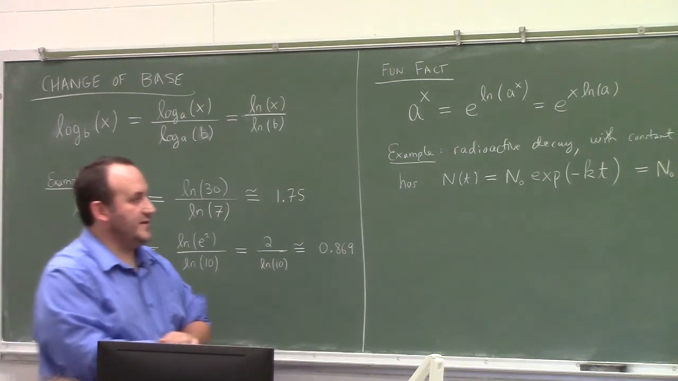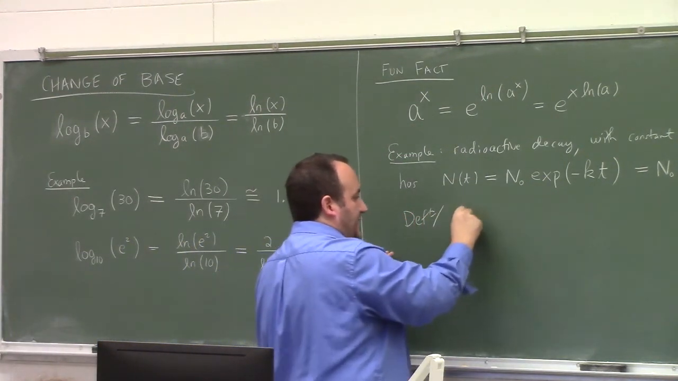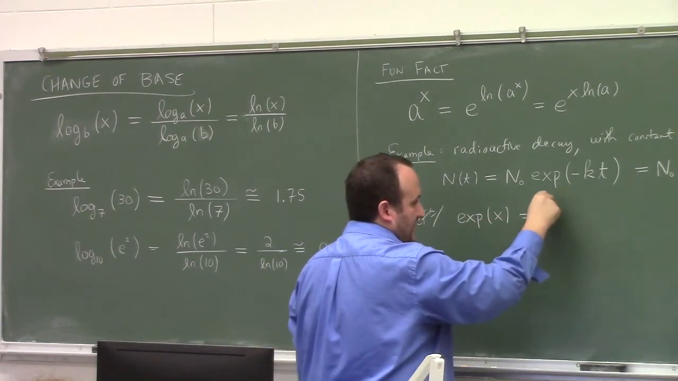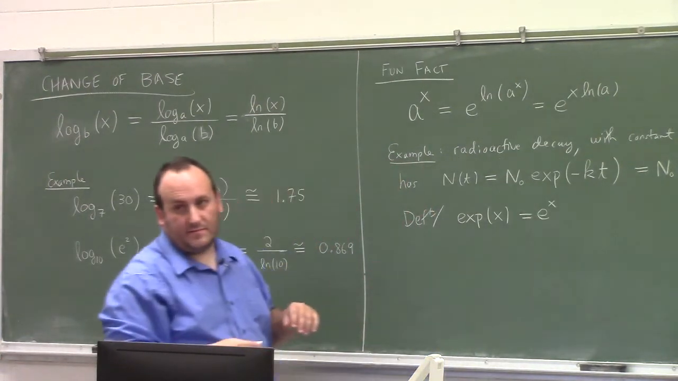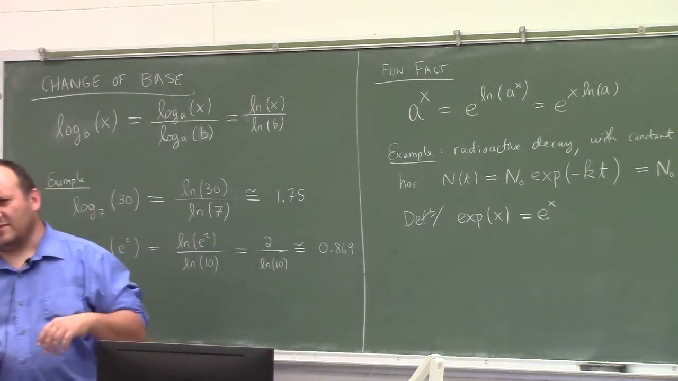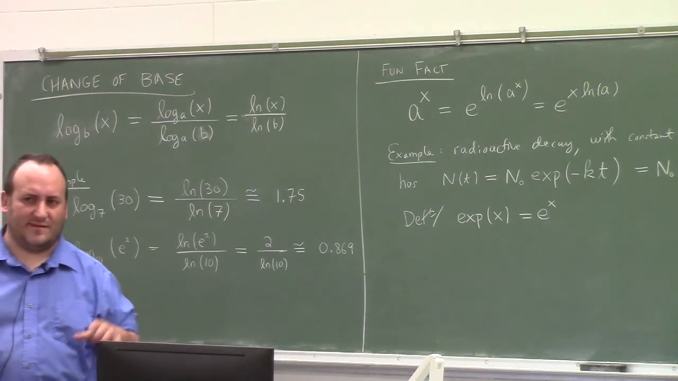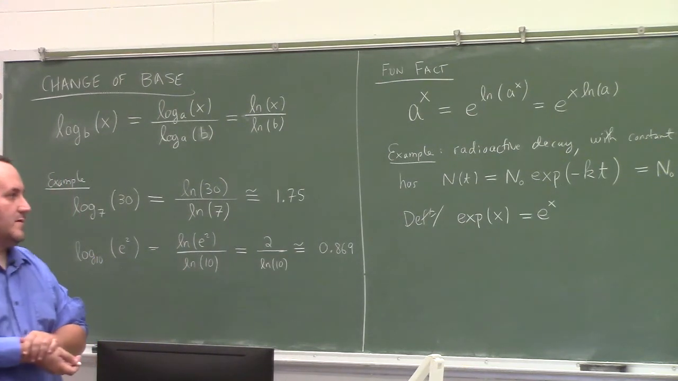It's just another notation, like a definition. exp of x is equal to e to the x, at least in this class. There are mathematicians who make a formal distinction between these two things specific to their context, but that will not be us. These will be identical for us.